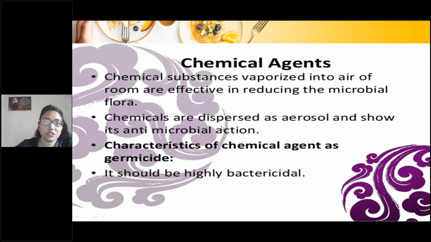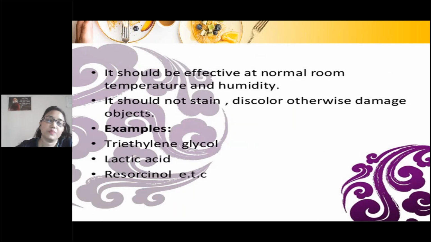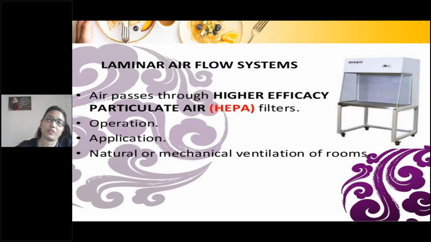Chemical agents, different agents are there, like you discussed in the chapter on sterilization and disinfection. They are usually germicides and highly bactericidal, so they eliminate the microorganisms. As you know, we do fumigation of wards, OTs, and labs. The chemical should not stain, discolor, or damage objects. Different agents are available which are used to make the environment free of microorganisms.